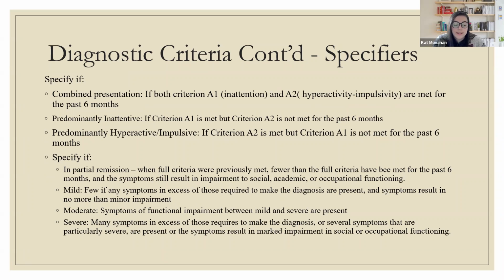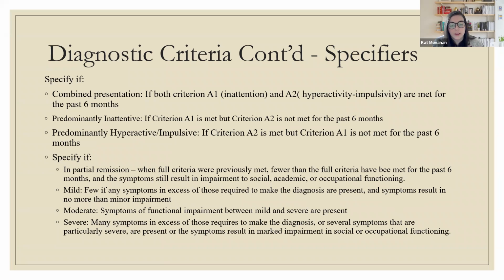They would be predominantly inattentive if they met criteria A1, but not A2, for a period of 6 months. And then the opposite of that, predominantly hyperactive-impulsive, they meet criteria A2, but they don't meet criteria A1 for 6 months. There also are specifiers for partial remission. This is when full criteria were met previously, fewer than full criteria have been met for the past 6 months, and the symptoms still result in impairment of social, academic, and occupational functioning. So they don't quite meet the same criteria they met before, but they still meet criteria for impaired functioning, so it would be in partial remission.